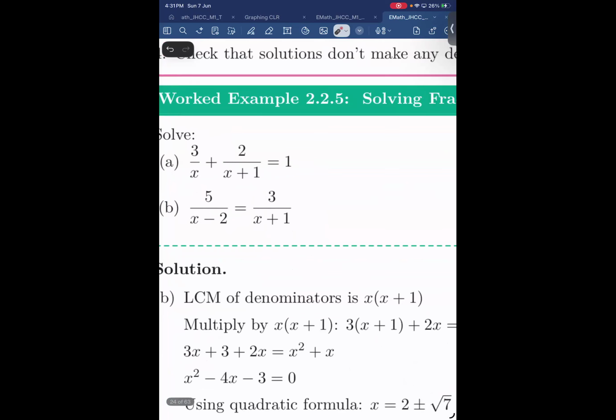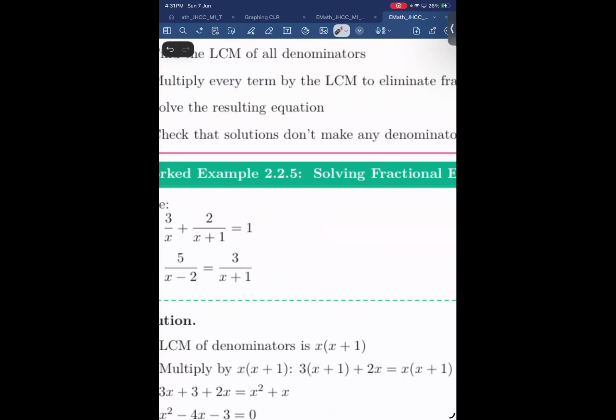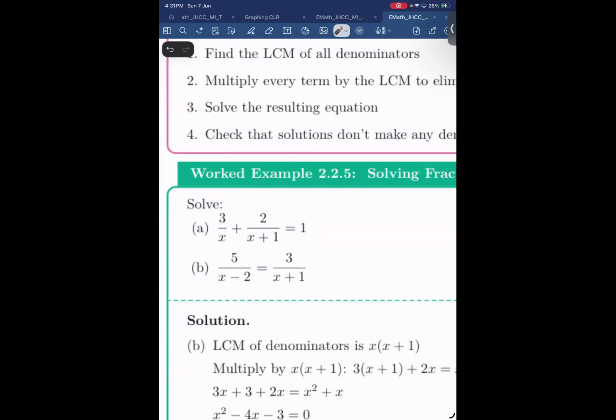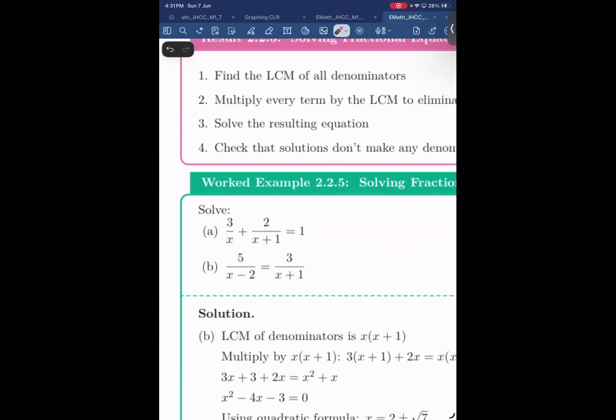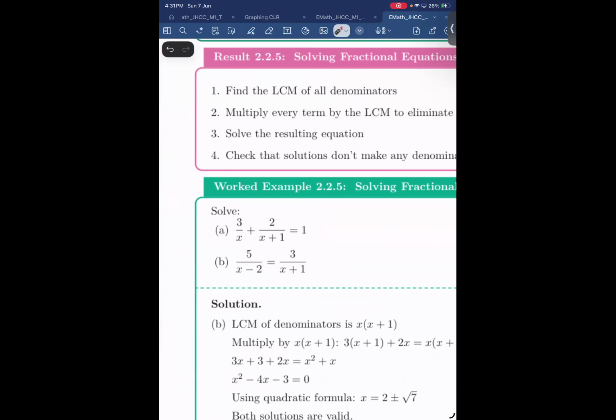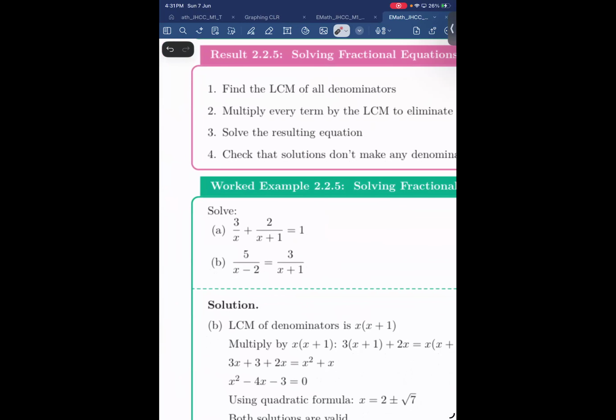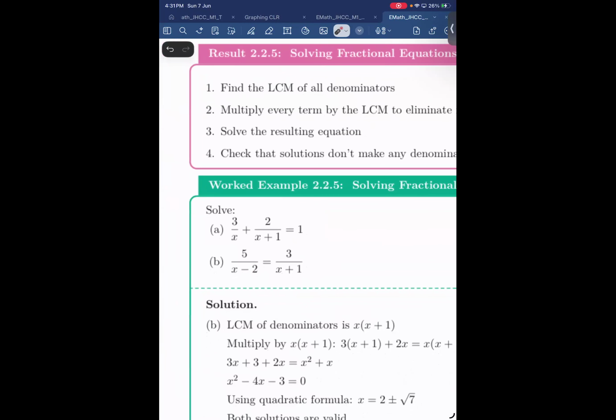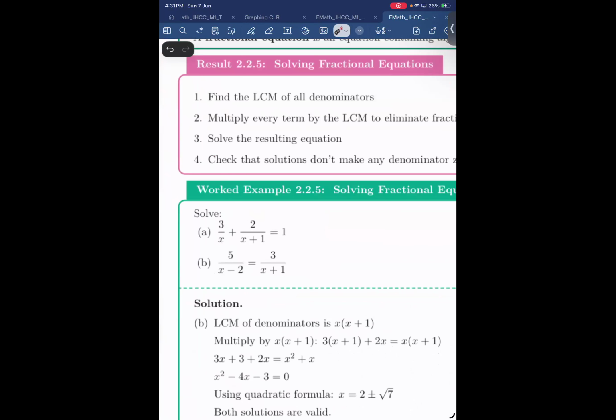So there are two ways to do it. The first way is to multiply both sides by the LCM. Second way is to combine first. The working that I've written here is by multiplying throughout. You can also go and combine them. So I'll show you what to do if you want to combine them first. Combining first works as well.